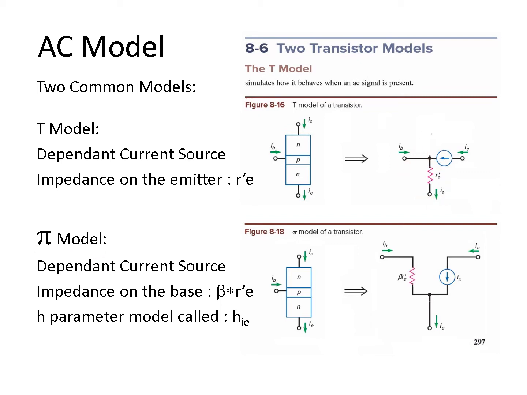In the pi model, so that's this one here, it also has a dependent current source that allows current to flow from collector to emitter. But the impedance of the diode is over here, and it's called beta times R'(E). There's also a third model called the H parameter model, where it's called HIE, but it's in the same place as the pi model. It's over here.